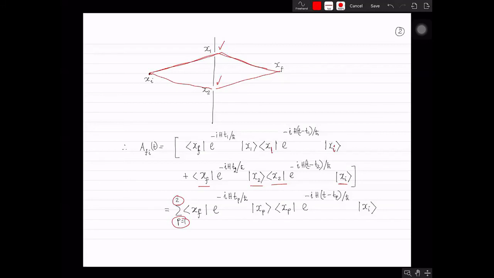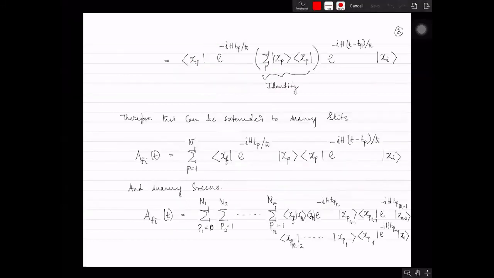Okay, good. So then we can just make this transformation, and we see that this is an identity, because either it has to go through slit 1 or slit 2. So this is an identity, and that is then equal to our expression, xf e to the power minus i H t by h cross xi. So therefore we now, instead of two slits, suppose we have n slits.